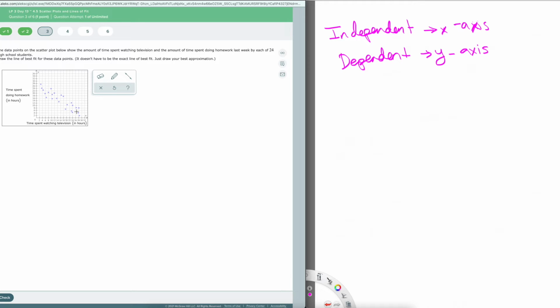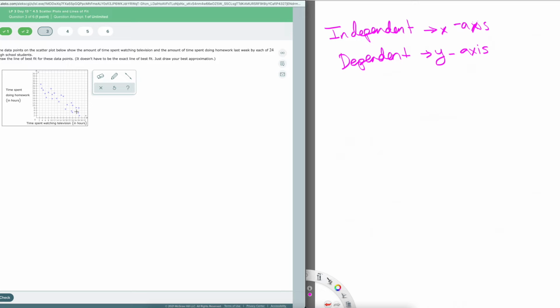The data points in the scatter plot below show the amount of time spent watching television and the amount of time spent doing homework last week by 24 high school students. Draw the line of best fit for these data points. It doesn't have to be an exact line of best fit. Just do your best approximation. So the line of best fit is where we're going to kind of picture a line going through this stuff. And when you do a line of best fit, you basically want there to be somewhat the same number of points on either side of the line.